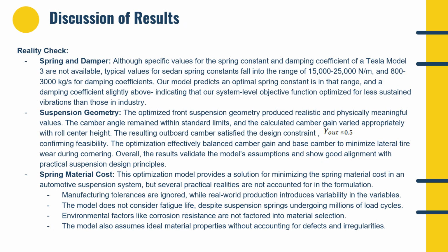Moving on to discussion of results, this slide reviews how realistic our system level optimization results are. For spring and damper, our optimized spring constant falls within the typical sedan values, and the damping coefficient is slightly higher than the industry norm, which likely shows reduced vibrations and improved comfort. For suspension geometry, the optimized geometry is physically realistic. Camber angle and gain meet the constraint, confirming feasibility.